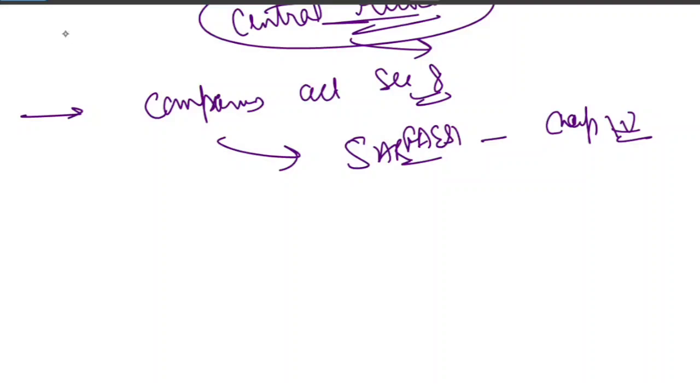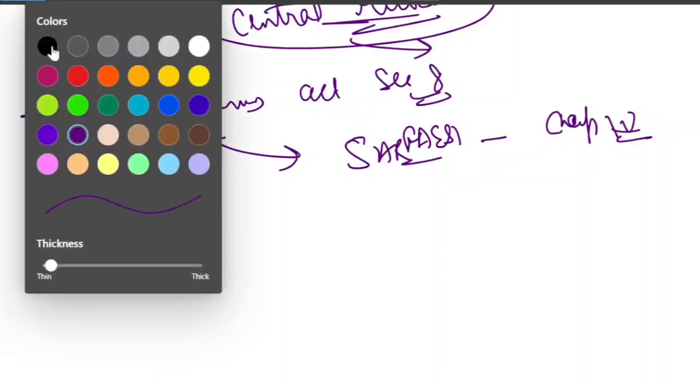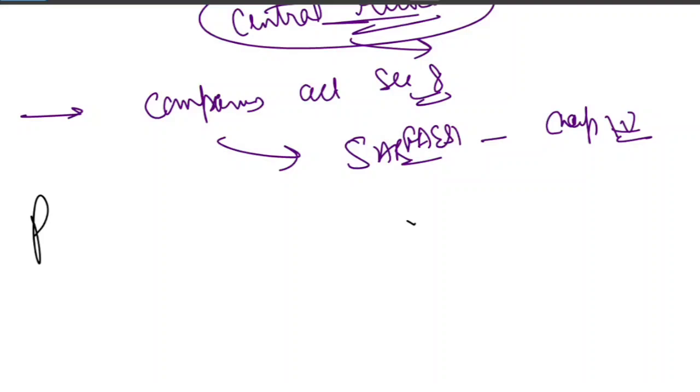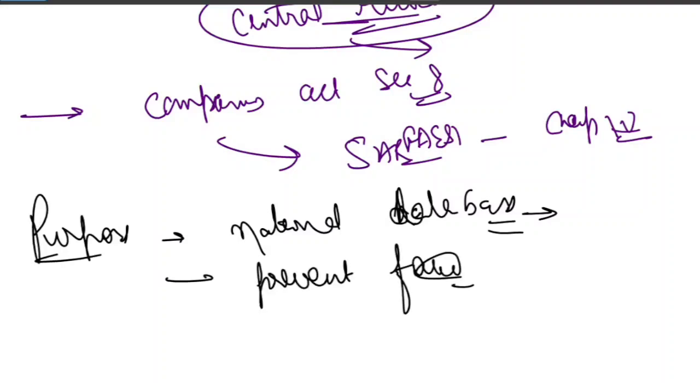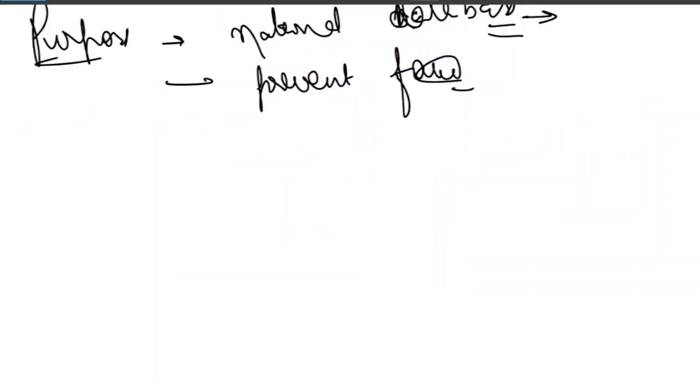So what is the main purpose of SARSAI? If someone asks you, please tell me what is the purpose of the SARSAI, remember that this is a kind of national database where banks register their mortgages, and it prevents fraud. This is a very important thing. It prevents fraud. With the same property, you cannot get multiple loans. And what is the mandate given in the SARFAESI?